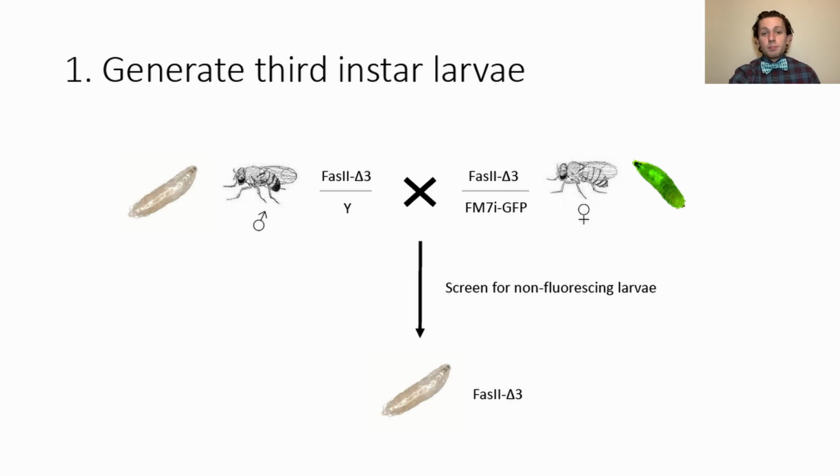The good thing about this balancer chromosome is that larvae that have it will actually fluoresce under a fluorescence dissection microscope. And so after generating the larva from this cross, I then went on to screen for non-fluorescing larvae, as when I put all the larvae underneath the fluorescence dissection microscope, the only ones that do not fluoresce will only possess the chromosome that has the Fas2 delta 3 mutation.